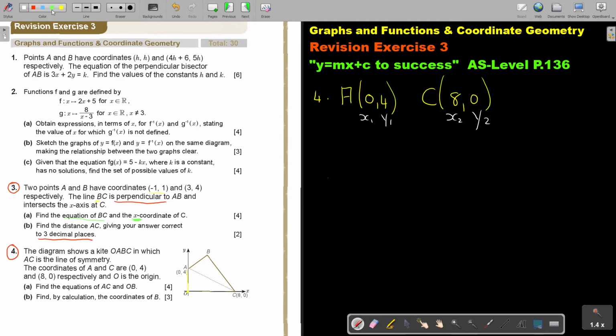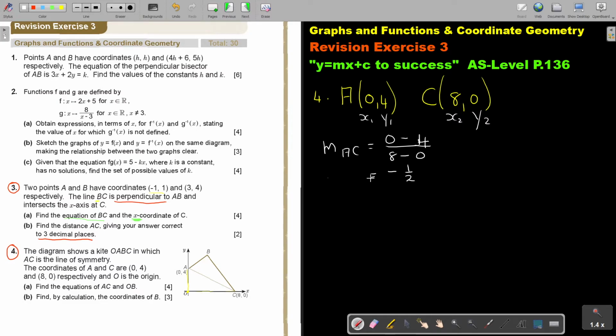This is x1, y1, x2, y2. Now I'm first going to find my gradient. So the gradient of AC is going to be y2 minus y1 over x2 minus x1, so 0 minus 4 over 8 minus 0. And that is going to give me negative a half.